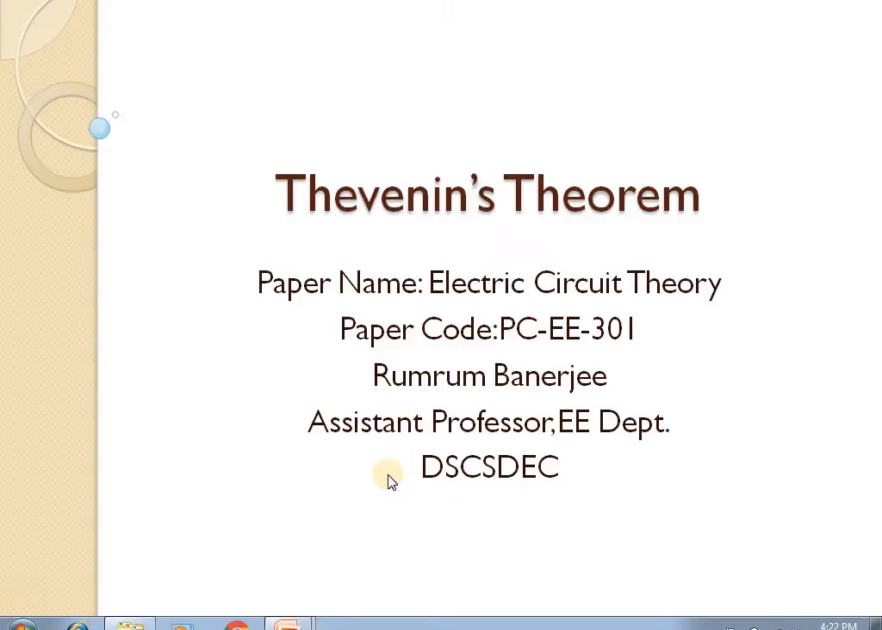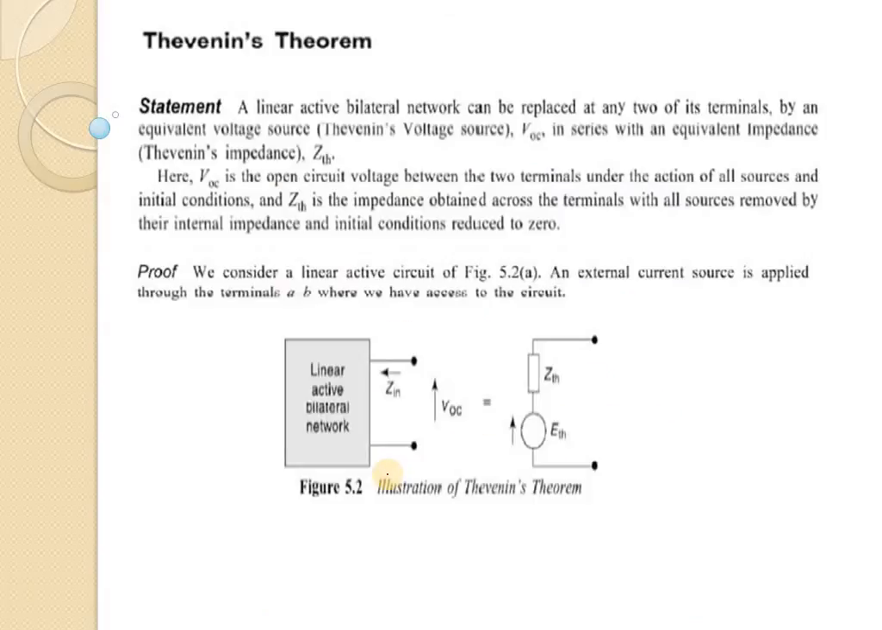First of all, we will see the statement of Thevenin's theorem. A linear active bilateral network can be replaced, at any two of its terminals, by an equivalent voltage source, which is called Thevenin's voltage source VOC, in series with an equivalent impedance, which is called Thevenin's impedance ZTH.